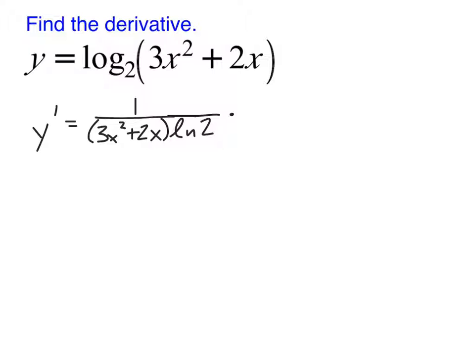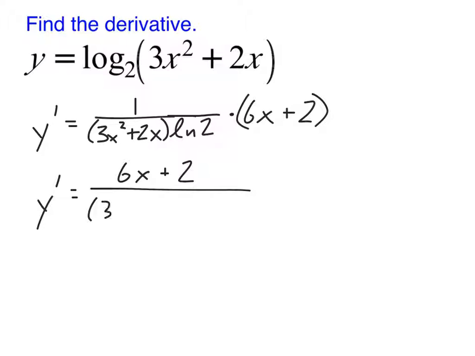And then times the derivative of the inner function. So times the derivative of the 3x squared, which is going to be 6x, plus the derivative of 2x, which is 2. And again, if you wrote it like this, that's not right, because this is only multiplied by the 6x. Put the parentheses around it. All right, and then from here, y prime is going to equal 6x plus 2 all over the 3x squared plus 2x times natural log of 2.